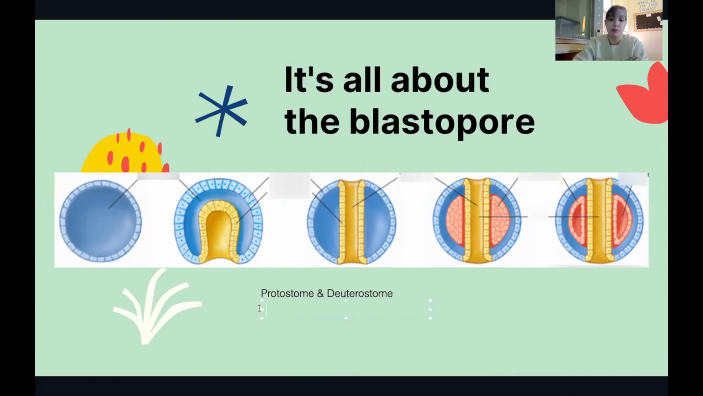In the protostomes, the mouth develops first. Okay, and then in the deuterostomes, the anus develops first. And that's a big difference between organisms. A mouth that develops first and an anus that develops first. Fun fact, humans are deuterostomes, so take what you will out of that.